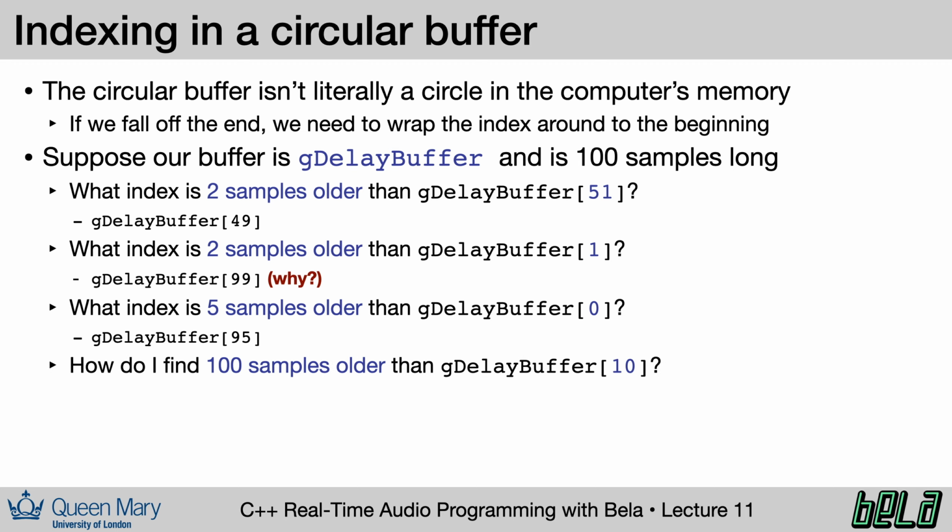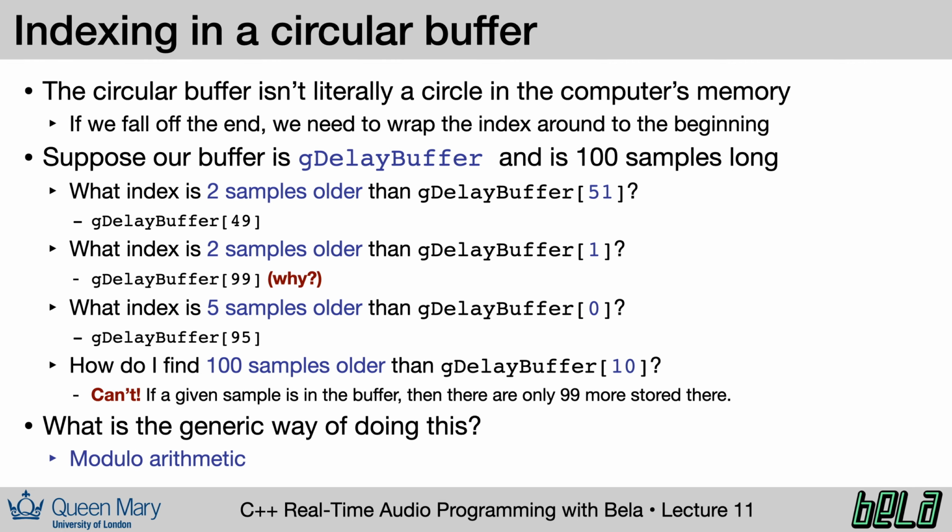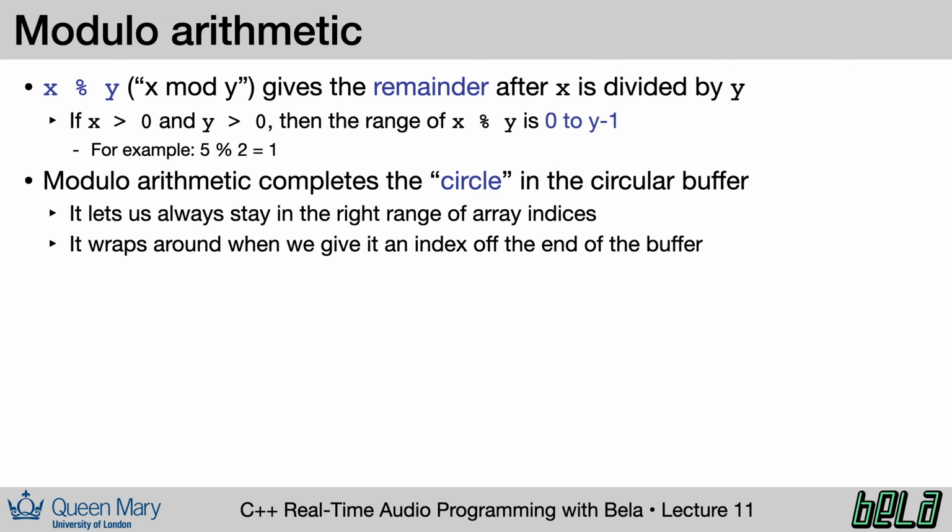Or, finally, how do I find something that's 100 samples older than gDelayBuffer[10]? This one's a trick question, because there's only 100 samples in the buffer in total, and if we have gDelayBuffer[10], there's only 99 other samples stored in there. If we needed something 100 samples older than that, we'd need to have a larger buffer. From these examples, you might get an idea for a more generic way of doing this calculation. It involves what's called modulo arithmetic. Let's talk about that now.